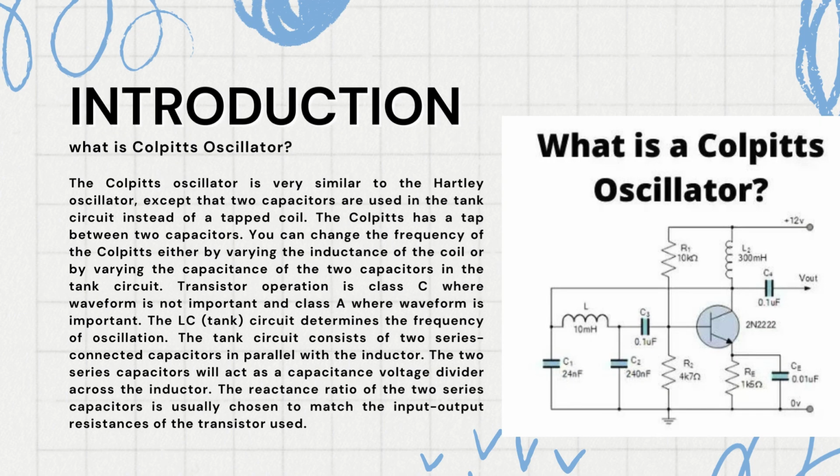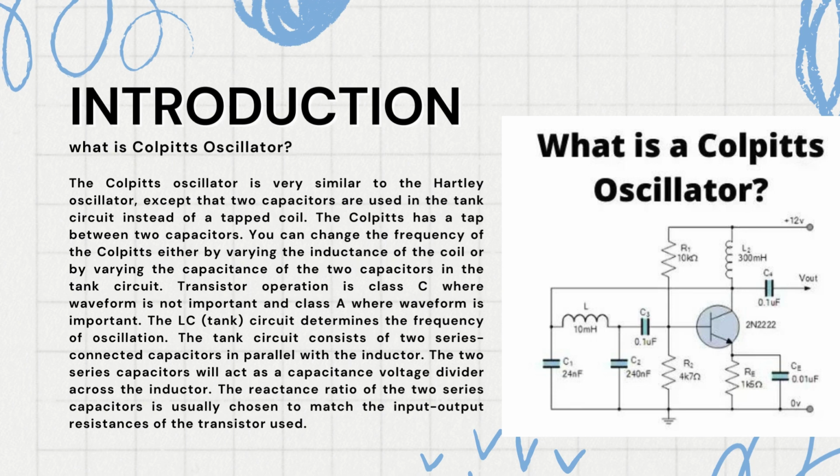So, what is Colpitts? The Colpitts oscillator is very similar to Hartley oscillator, but Colpitts uses two capacitors in the tank circuit instead of a tap coil. You can change the frequency of Colpitts either by varying the inductance of a coil or the capacitance of two capacitors in the tank circuit, and the tank circuit determines the frequency of oscillator.